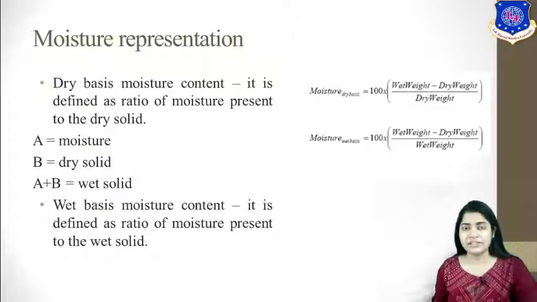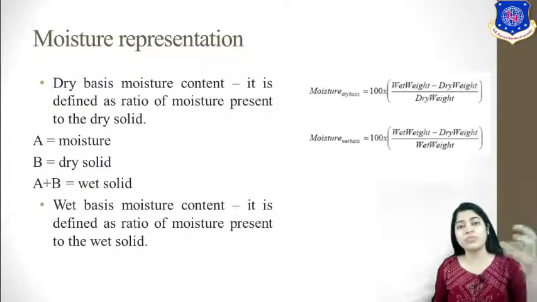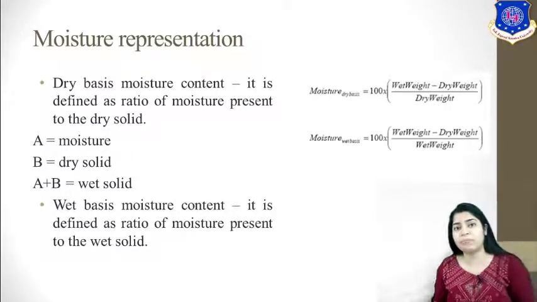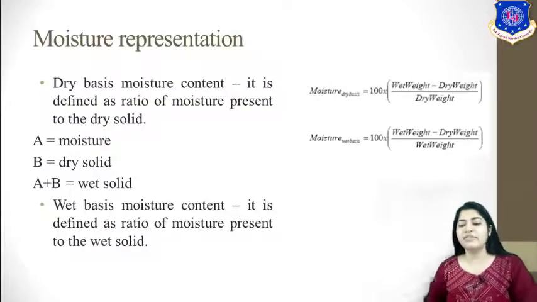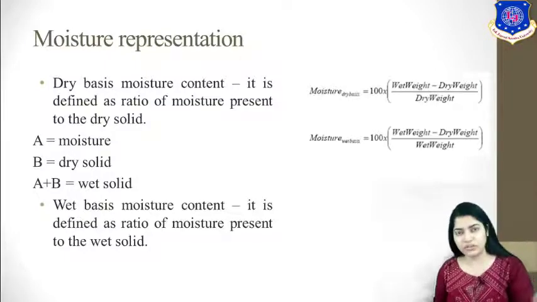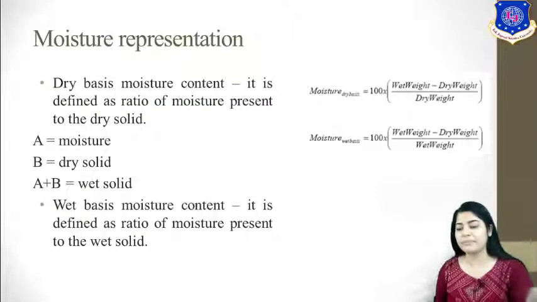On the dry basis you are representing your moisture, that is how much moisture is present to the amount of dry solid. Whereas on wet basis representation, it is defined as the ratio of moisture present to the wet solid. Here on wet basis you have the amount of moisture, wet weight minus dry weight, upon wet weight, that is your wet basis analysis.